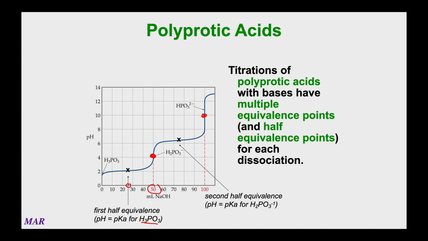But if you keep titrating, you end up at the second equivalence point. At that point, 2 times the moles of base would equal the moles of the H3PO3 you started with. Either way, that's the second equivalence point. The half equivalence point for that acidic hydrogen is halfway between the equivalence points. So if it took 100 milliliters to get to the second and 50 milliliters to get to the first, the midpoint, or about 75 milliliters, that's going to be the pH that equals your pKa2.